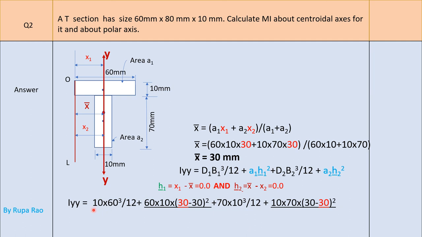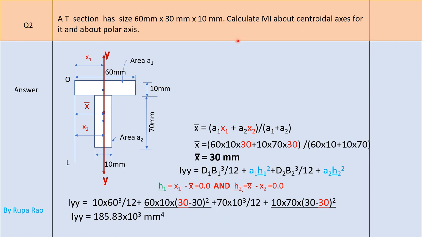And while doing the calculation, we will take only these two terms. So start from here, take the calculators in your hand. Start from here, 10 into 60, press the x cube button, divided by 12, plus, now we will directly take this term, 70 into 10 cube divided by 12 is equal to, and see what answer you get. You will get the answer 185.83 into 10 raised to 3 mm raised to 4. This is how you calculate Iyy.